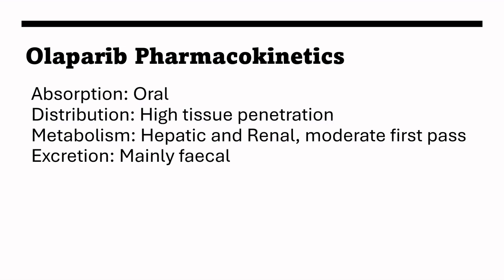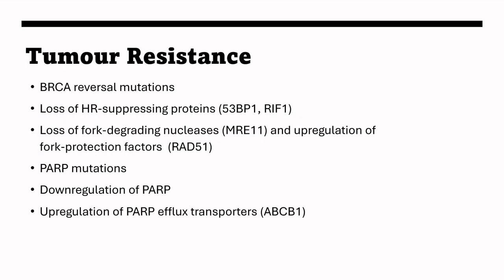Olaparib is delivered orally due to its ability to pass to the intestine unchanged and fast absorption due to small uncharged nature. It has a large volume of distribution, showing large tissue and tumor penetration, although a poor blood-brain barrier penetration due to efflux transporters. It is hepatically and renally metabolized, with moderate first-pass metabolism. With a half-life of 12 hours, steady state is reached in 3 days, following twice-daily dosing. Excretion is mostly fecal. There's many possible ways for a tumor to gain resistance to Olaparib.